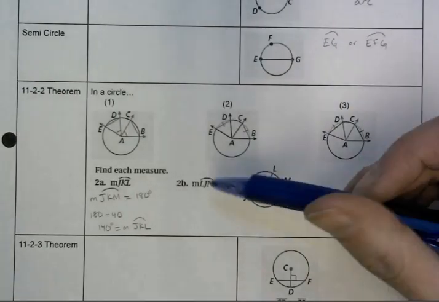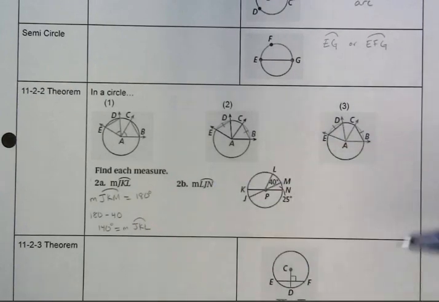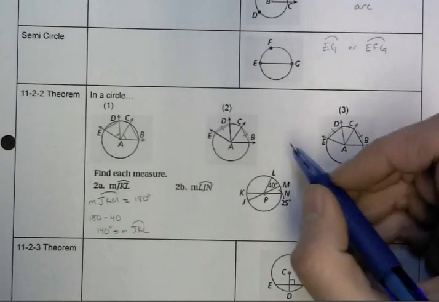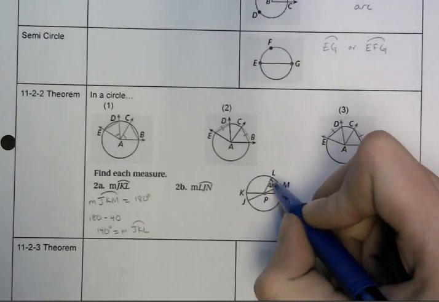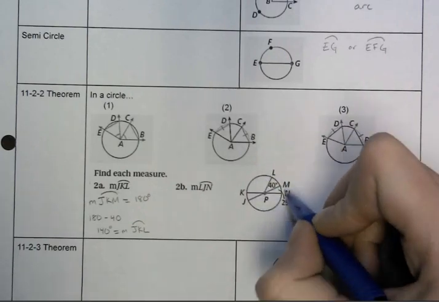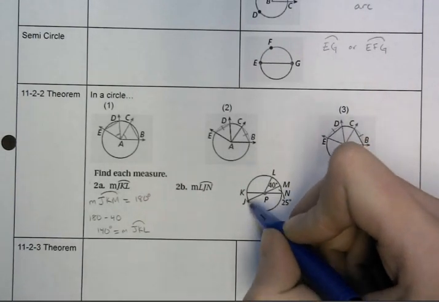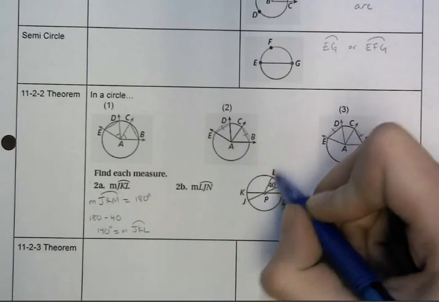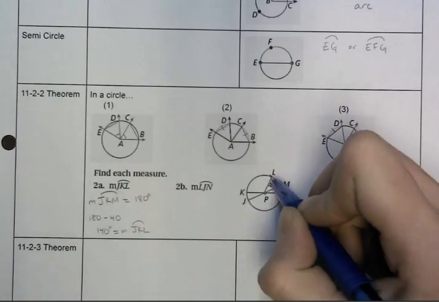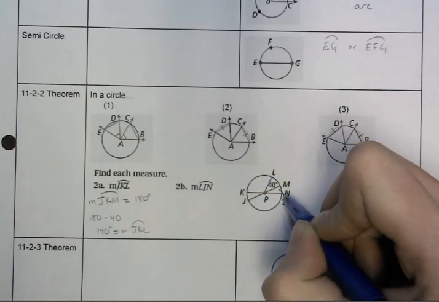Okay, now onto B, LJN. So L to J to N. So again, we know not to go this way because of the order it's giving me. L, then J, then N. So we're talking about this major arc right here.